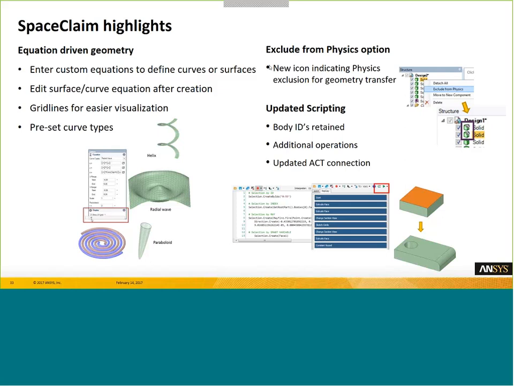We've expanded and updated our scripting capability in SpaceClaim, so now things like body IDs are maintained so that the persistency of the scripts you might write is more reliable. We also created things like equation-driven geometry, so we can define surfaces, helixes, and shapes using formulas as well. We can fiddle around with those until we get exactly what we want, and then use that to build our geometry or slicing planes for modeling further down.